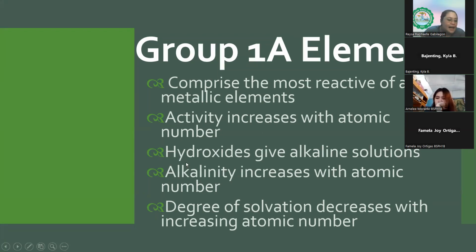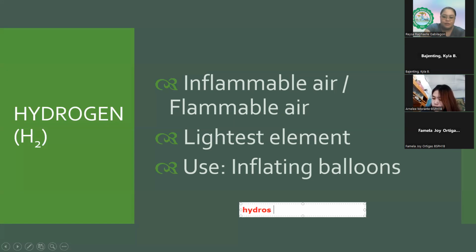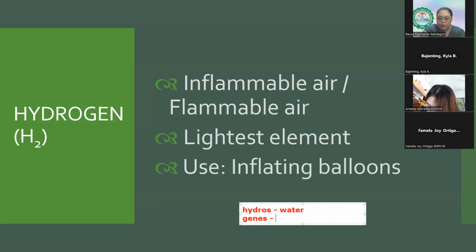Okay, so again, lahat sila positive 1 ang charge kasi meron silang 1 valence electron sa kanilang outermost shell. Now, let us start with the first element under group 1A, and that is hydrogen. So si hydrogen naman, the name hydrogen, actually dalawang word ito na pinagdugtong. Galing pa rin sa Greek words. So we have hydros first, which means water, syempre. And then genes means forming. So kaya water forming ang ibig sabihin ng name na hydrogen.